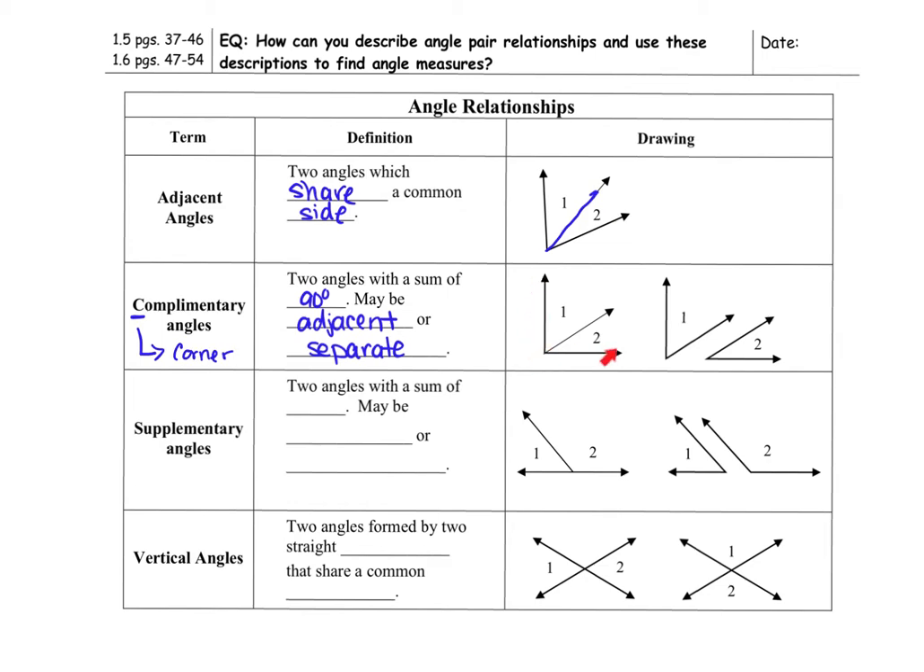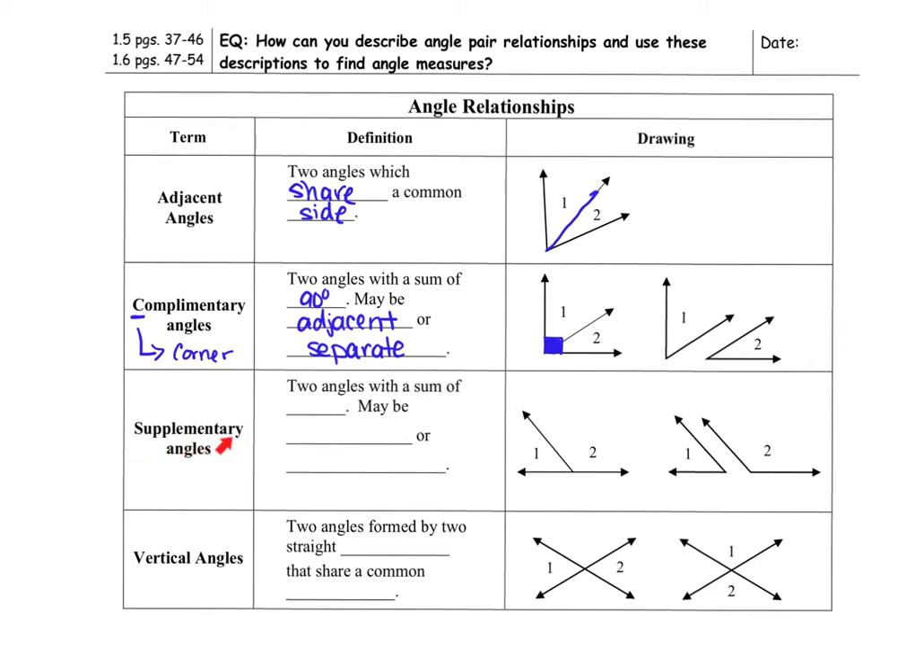So if you look at this first example, angle 1 and angle 2 are adjacent because they share a common side and they meet in the corner. So a lot of the times complementary angles will have a little box right here that signifies that it's a 90-degree angle. But you may also have 2 angles that are separated. So if angle 1 adds to angle 2 and they have a sum of 90, then these 2 angles can also be complementary even though they're separate.